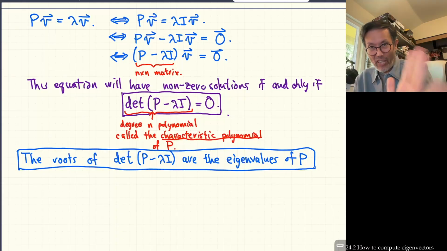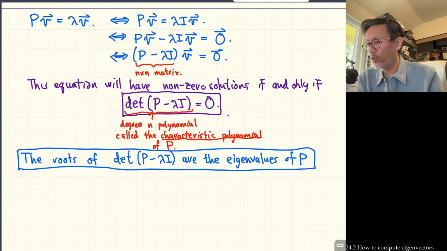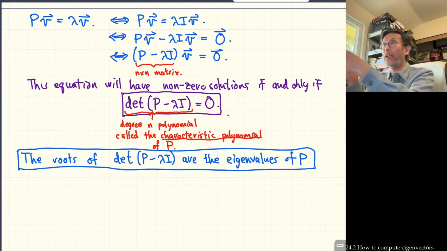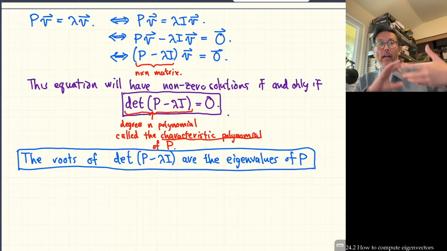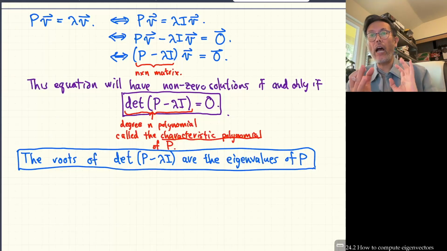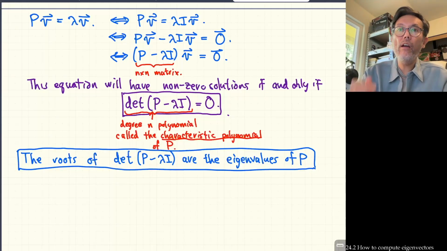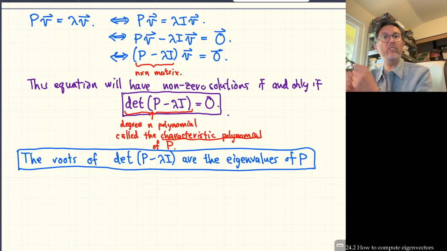So this gives us the method. We are going to compute the characteristic polynomial, and then compute the roots of the characteristic polynomial. Those roots become my eigenvalues. And then I can be on the hunt for the eigenvectors that we associate to those eigenvalues. Hopefully everything I just said makes sense.